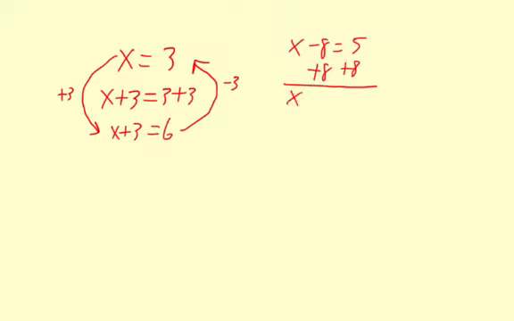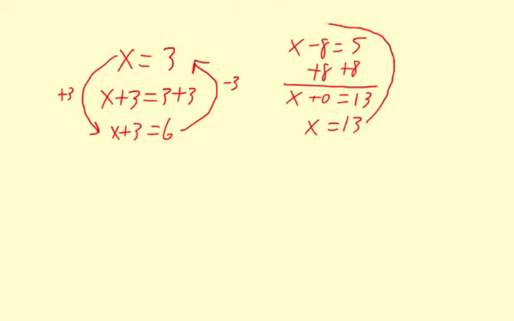So the x comes down here. Negative 8 plus 8 makes 0. So you could write plus 0, or you could just leave that blank either way, equals 5 plus 8, which is 13. So x equals 13.